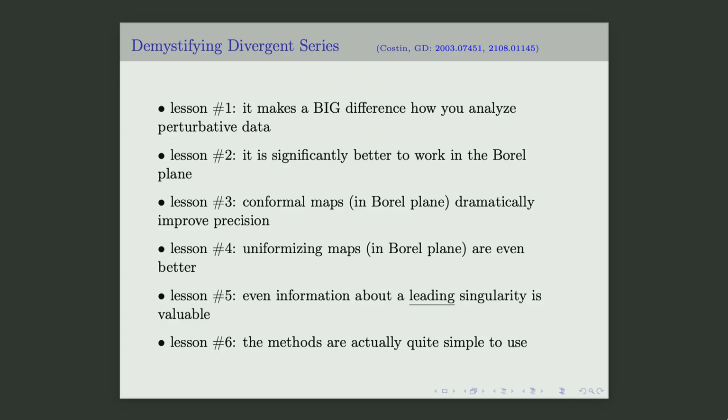So let me just summarize the lessons. The main lesson is it really makes a difference how you process this information. And it's not a small effect. It's a huge effect. If it had been a small effect, okay, forget it. It's not worth learning anything new. It's significantly better to work in the Borel plane than in the physical plane. People sort of had evidence of that, but never understood why it was true. If you use something like a conformal map before doing Padé, it's dramatically better again. If you do something called a uniformizing map, which is just some slightly more complicated conformal map, it's even better. And you don't have to know all of the information about all the singularities in some really complicated problem. Even if you just know something about the leading singularity, it's already a dramatic improvement based on that. And the most important lesson is it's actually kind of simple to use.